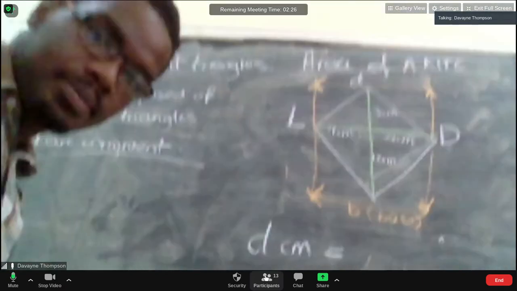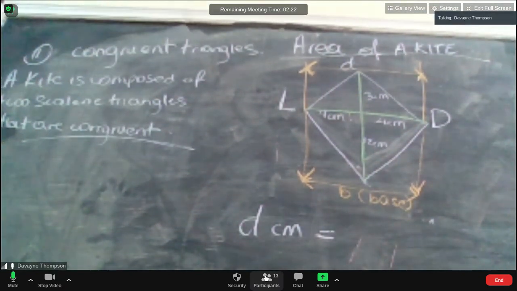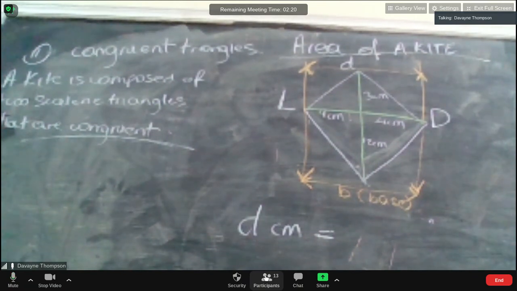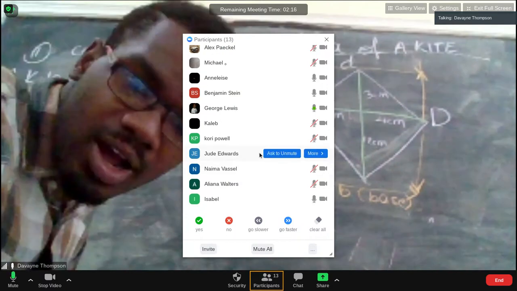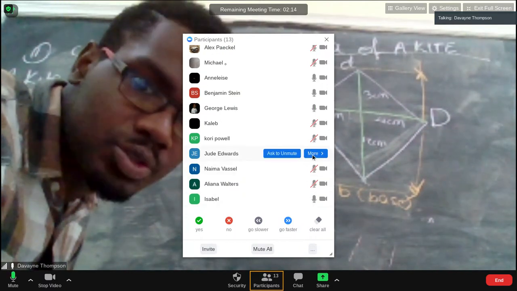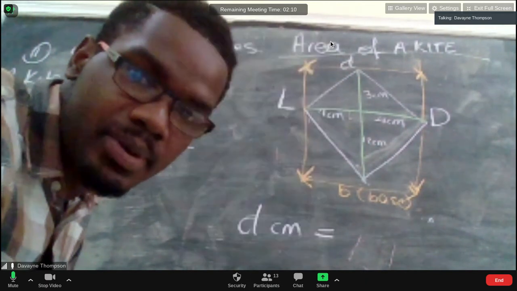Annalise, are you there? Annalise, can you hear me? See, I always check and see if you guys are hearing. Jude, turn the camera on for me. Yes, Annalise, can you hear me now?